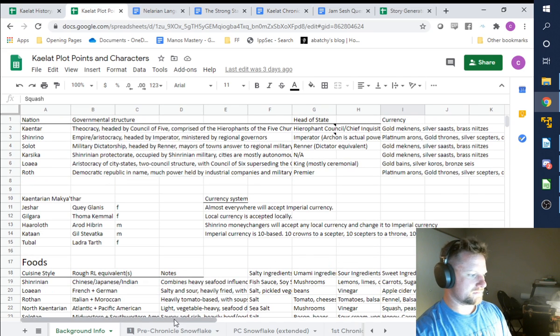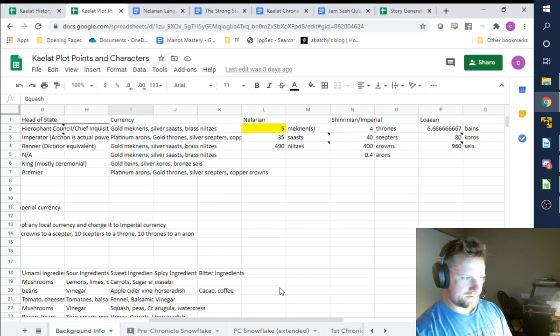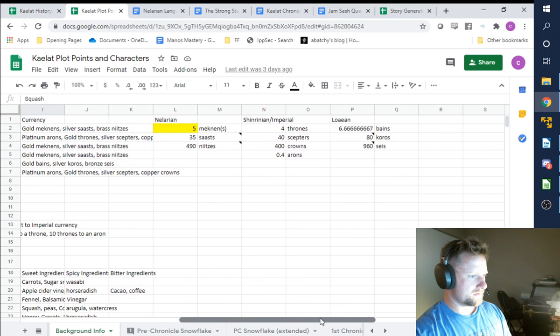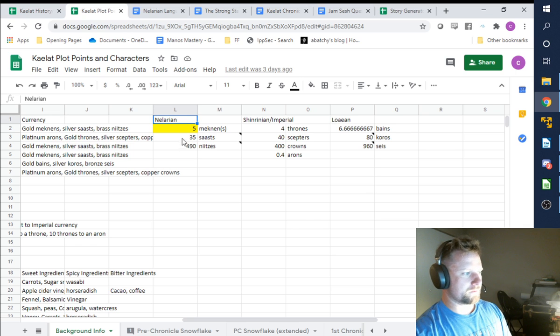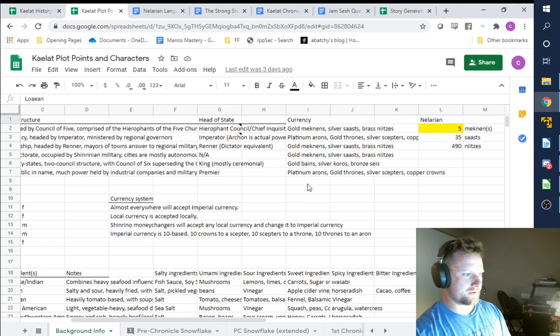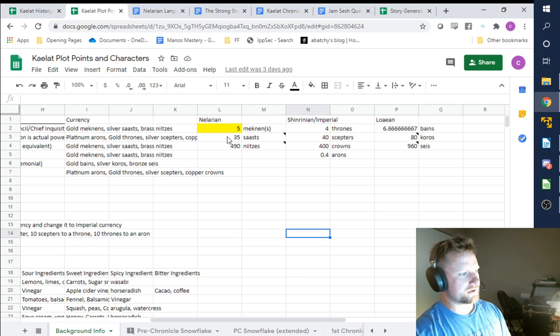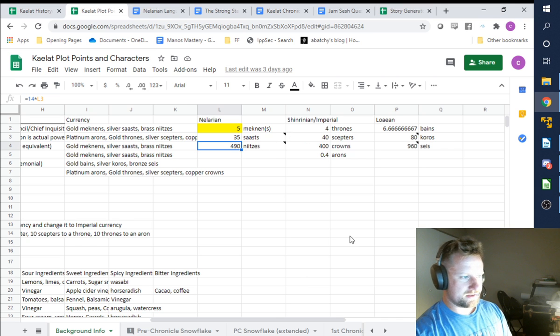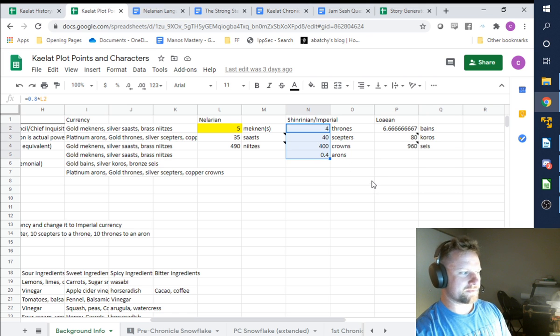Also, I came up with a currency system because that was part of it too. I was stoked on the creation of new histories for the currencies of different locations. There are people who follow the Nelarian based currency, the Shinrinian or imperial currency, and the Loean currency, and each country basically adheres to a different currency method. They're all based on different number systems too. For example, there are seven sasts to a meknen, and 14 nietzes to a sast. But the imperial system is strictly based on tens to make things easy, which is why everybody uses it.